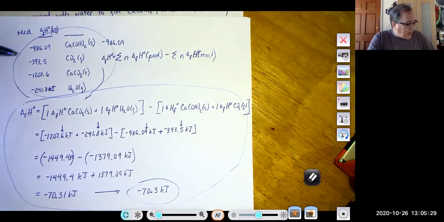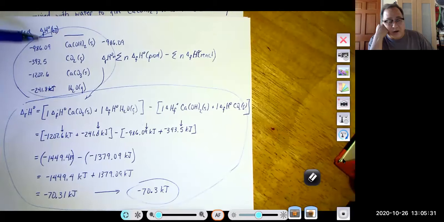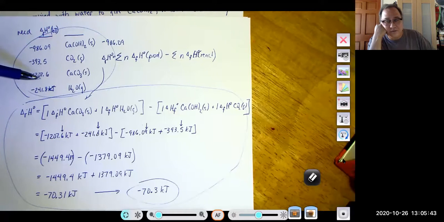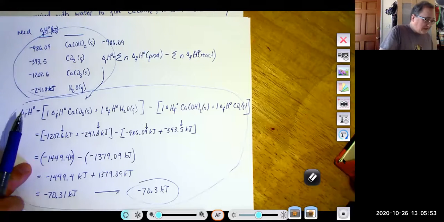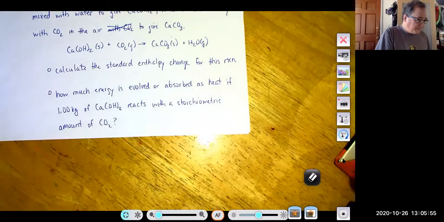Now, which of these should you memorize for the exam? Anyone have any ideas? I'll take that as a no. And the answer is, don't memorize any of them. There's too many. I will give you the ones you need. Fair enough? Okay. Any questions on this one?